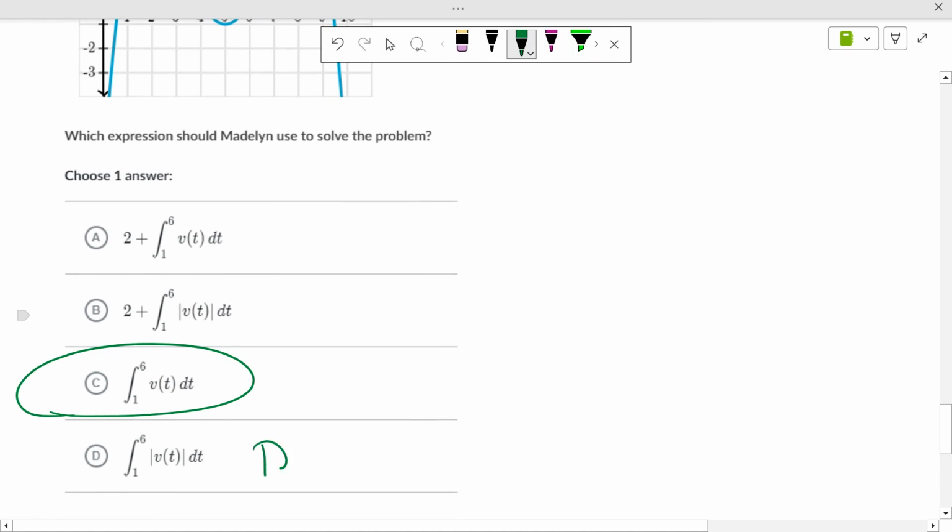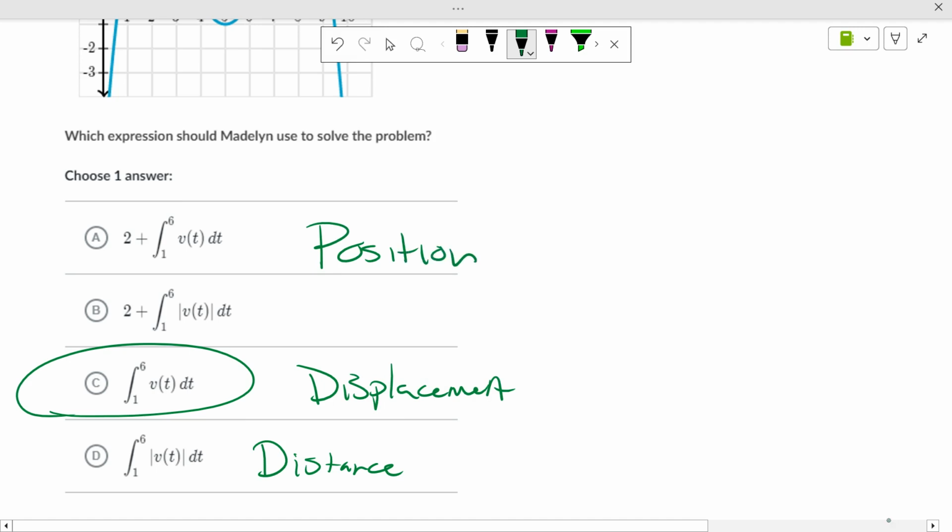So it's just the integral. This is distance. This is displacement. And this is position. So you need to keep those straight. What is the position versus 0, 0? Well, it was already at 2, and then from 1 to 6, it went a certain displacement. Here's the displacement, and here's the total distance traveled. Okay.